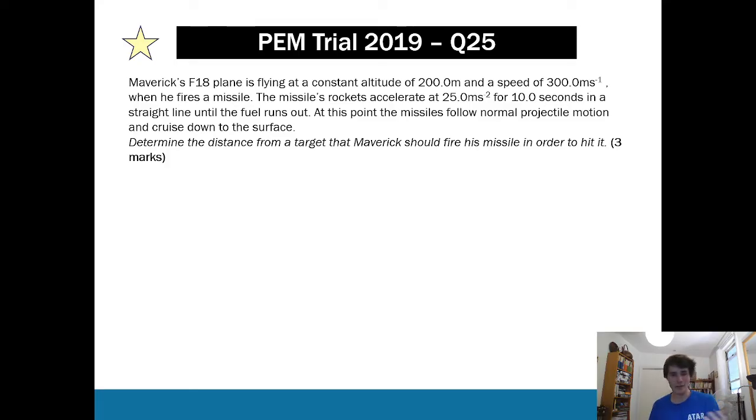Anyway, we need to figure out how far from the target Maverick should fire the missile in order to hit it. So let's draw a bit of a diagram, because we've got all the numbers there, but maybe we might skip the first step and come back to it later. The first thing we might do is draw a diagram of what is going on. We can split the motion into two components. First, the rockets accelerate for 10 seconds until the fuel runs out. Then after that point, the rockets fall down and do their projectile motion.